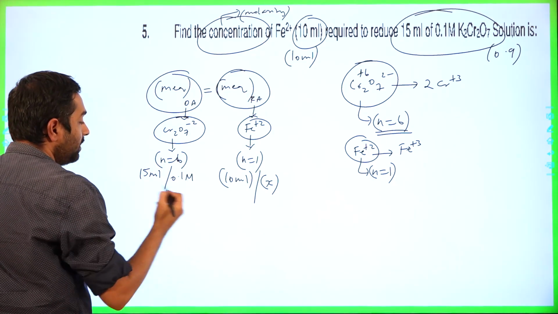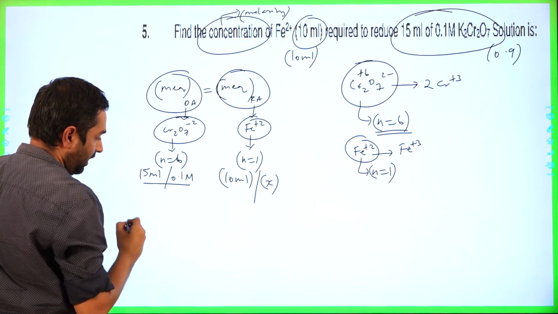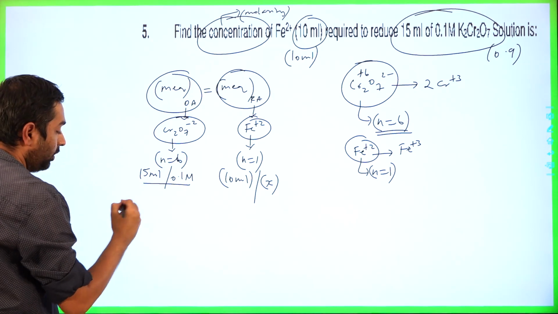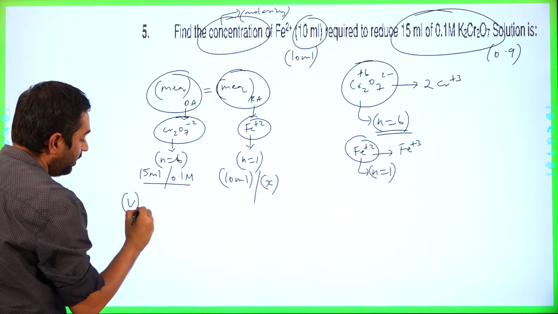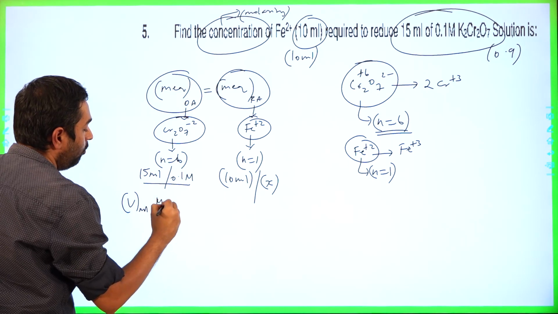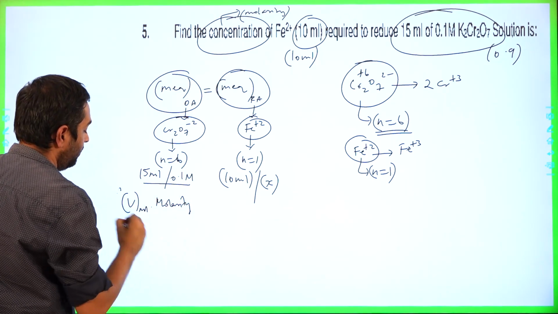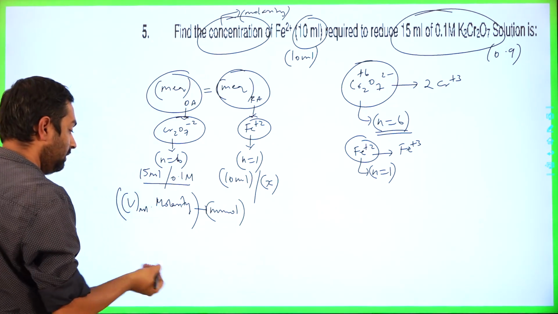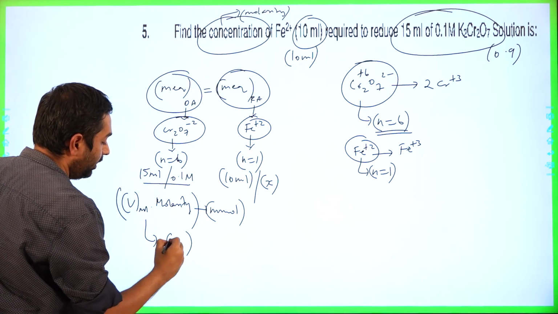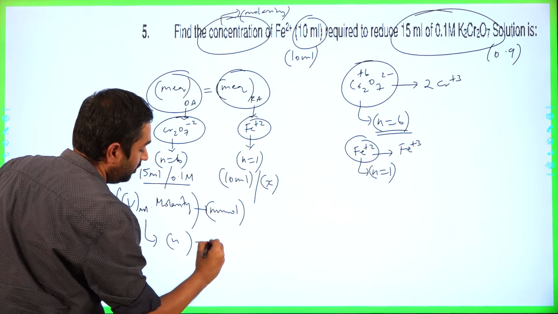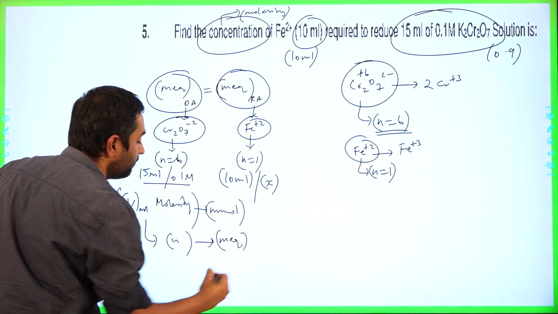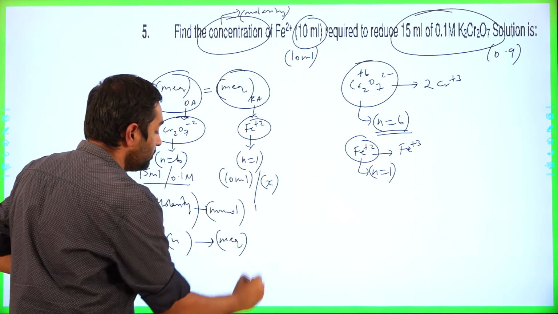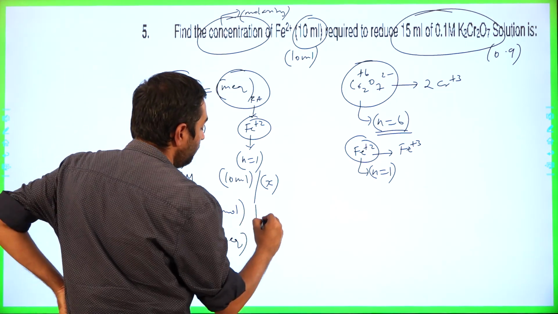Number of milliequivalents will be number of millimoles multiplied by N factor. Millimoles works out as volume in ml into molarity. So volume in ml multiplied by molarity gives me millimoles. This multiplied by N factor will translate into milliequivalents. This is the general formula which I am going to be applying. So what will I effectively translate this into?